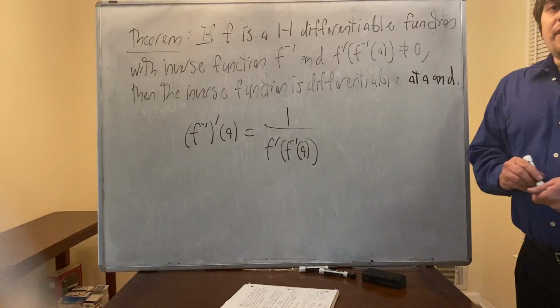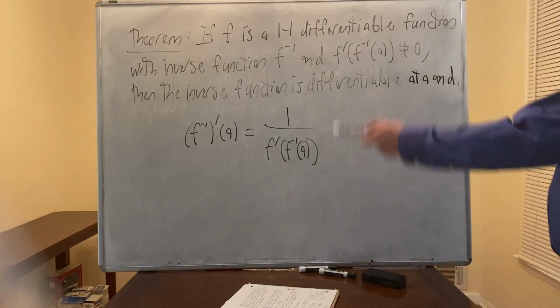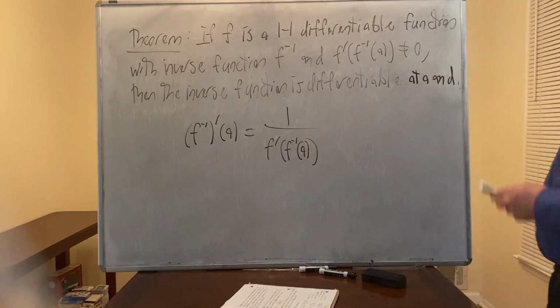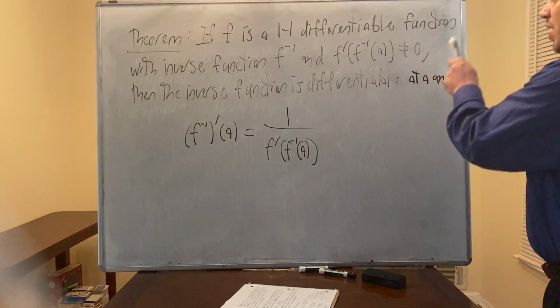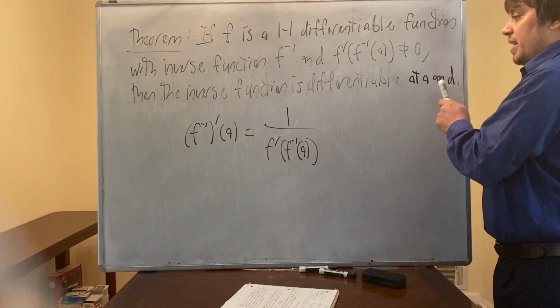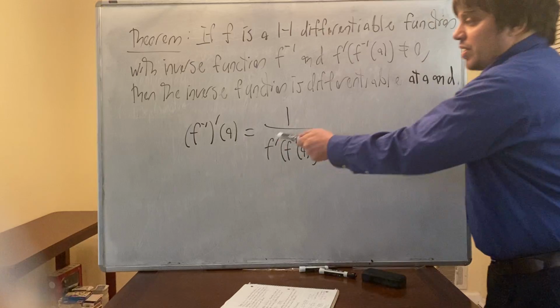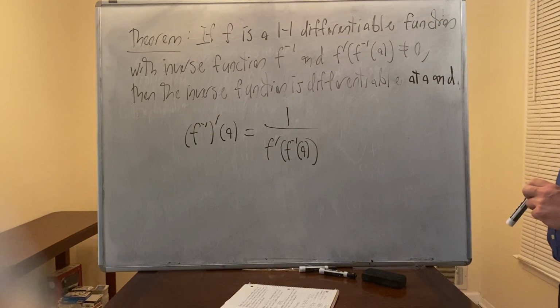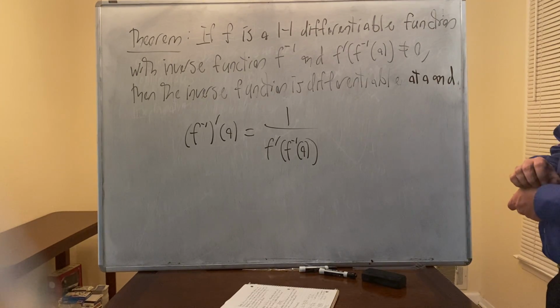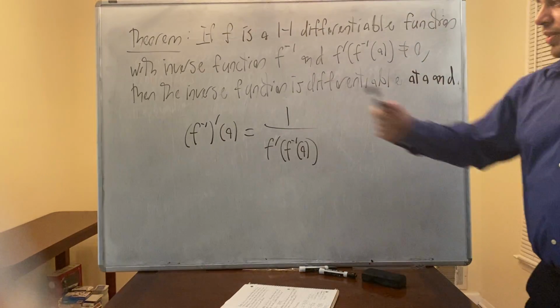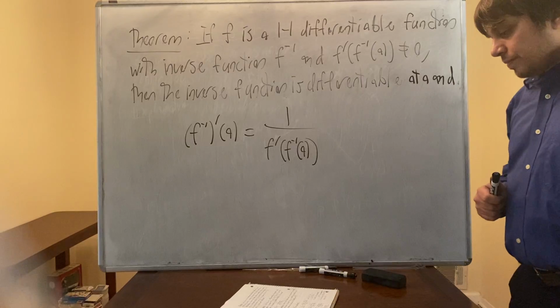Okay, so this is a theorem. It's called the inverse function theorem. If f is a one-to-one differentiable function with inverse function f inverse, and f prime of f inverse of a is non-zero, then the inverse function is differentiable at a, and f inverse prime of a is equal to 1 over f prime of f inverse of a. Okay, so that's saying that there's an equation for the derivative of the inverse of f at a point.